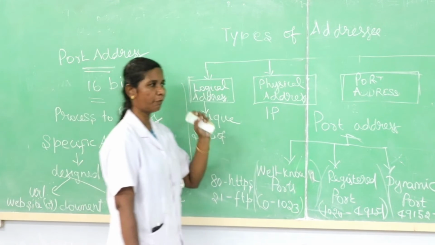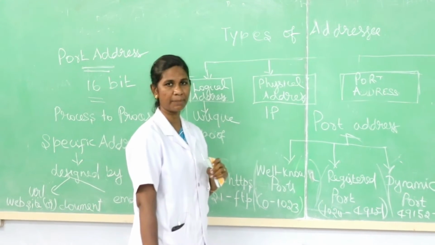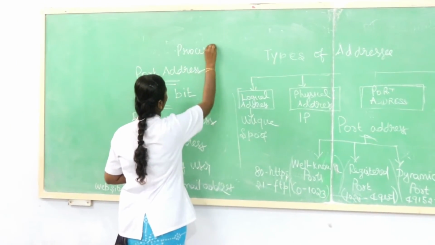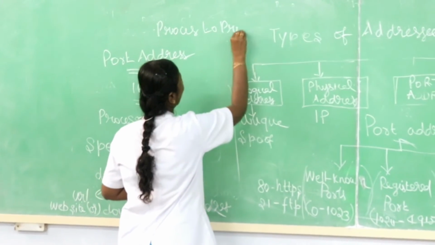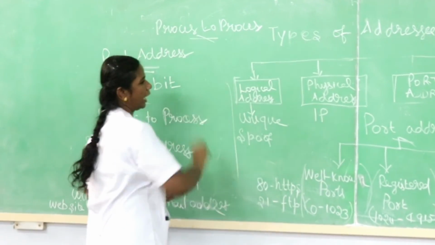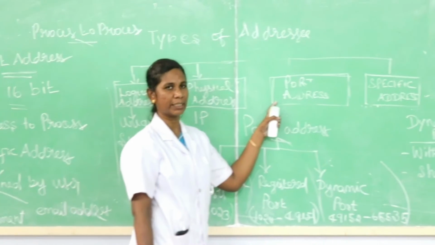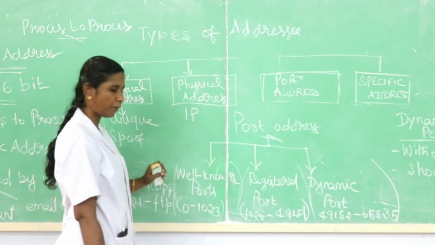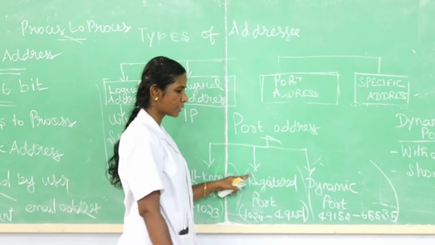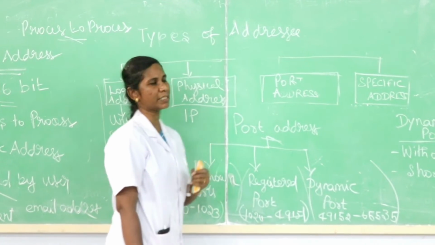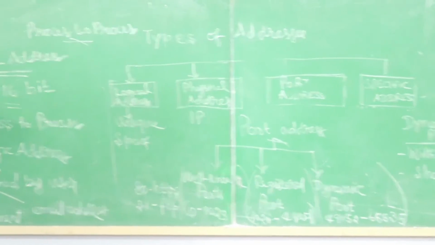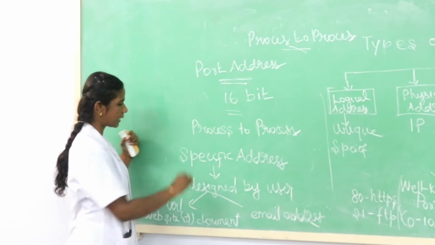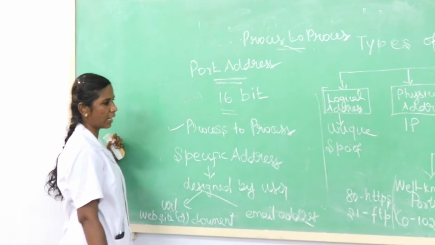Next, coming over to the port address. What is the necessity? Here, process to process communication is necessary. Process to process, so end to end communication, I am coming over to the port address. Here, the port address is again classified into three types, that is well-known ports, registered ports and dynamic ports. How is it represented? It is normally represented as a 16-bit decimal number. So where is it applied? For process to process applications.